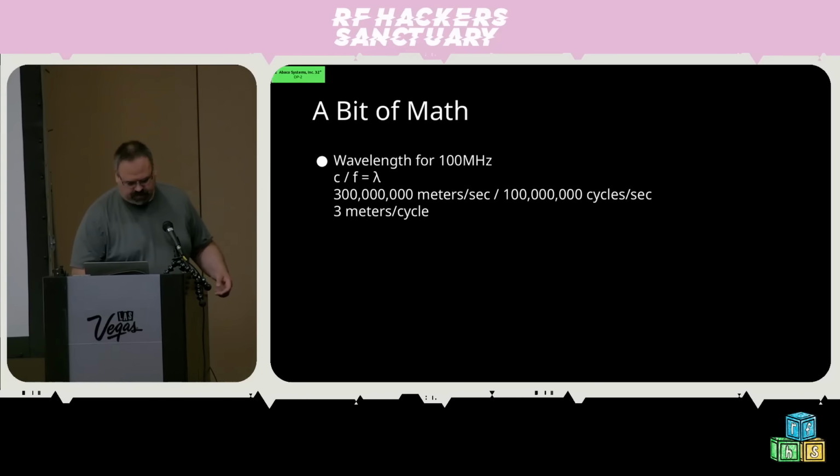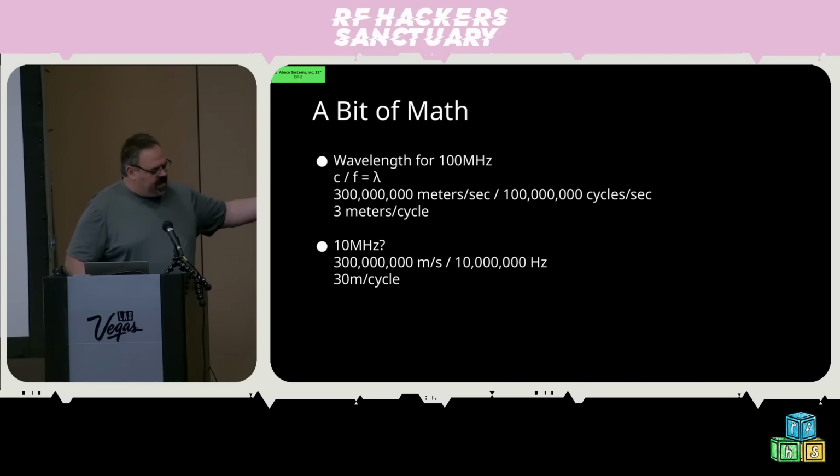So, we have a 100 megahertz signal, 300 million meters per second as the rounded up value, divided by 100 million cycles per second. The second values cancel out, and so we end up with 3 meters per cycle. So 100 megahertz, the wavelength is 3 meters. 10 megahertz, same calculation, except now we see it's 30 meters. So lower frequency, larger wavelength.